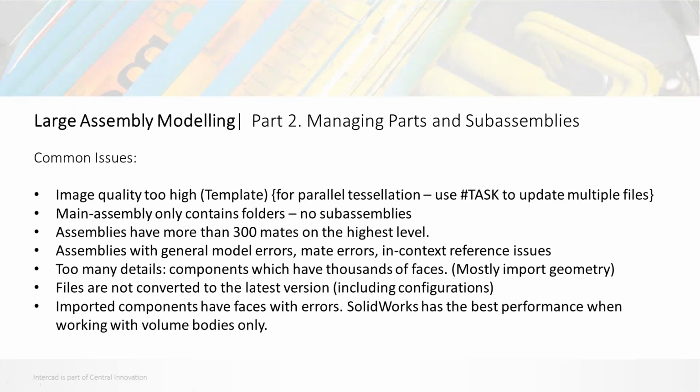Main assembly only contains folders. Quite often people will use folders instead of building sub-assemblies. That is a big no-no in large assemblies. Please build more sub-assemblies. Assemblies that have more than 300 mates on the highest level, again I said that, I've checked that with SolidWorks. They suggest that there's probably no hard and fast limit now that we're in 64-bit operating systems, etc. If you're operating on SolidWorks 2010 or earlier, then maybe keep that in mind, but now it's probably not so much an issue, it's more of a guideline. And again, I would say that if you're getting over 300 mates, then it might be time to look at some more sub-assemblies.